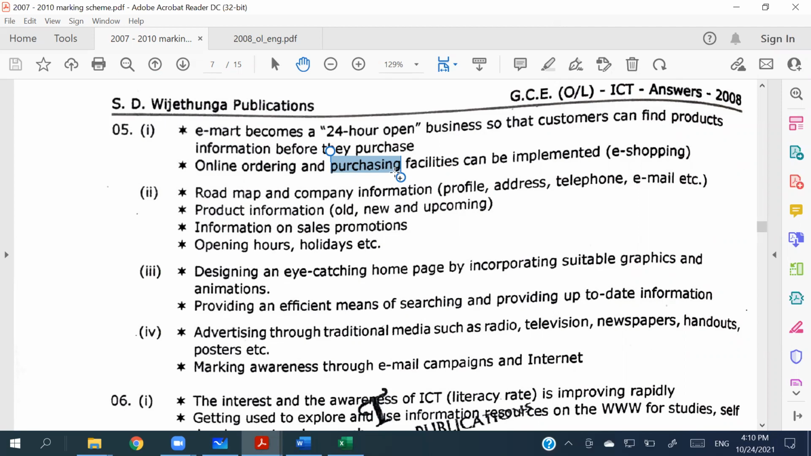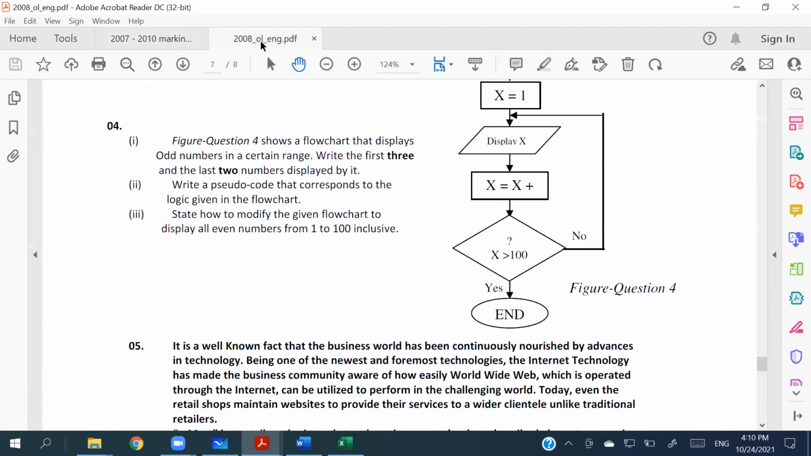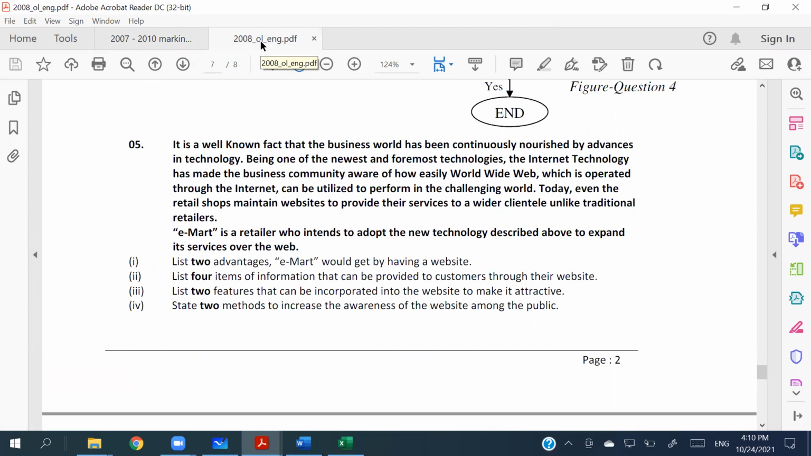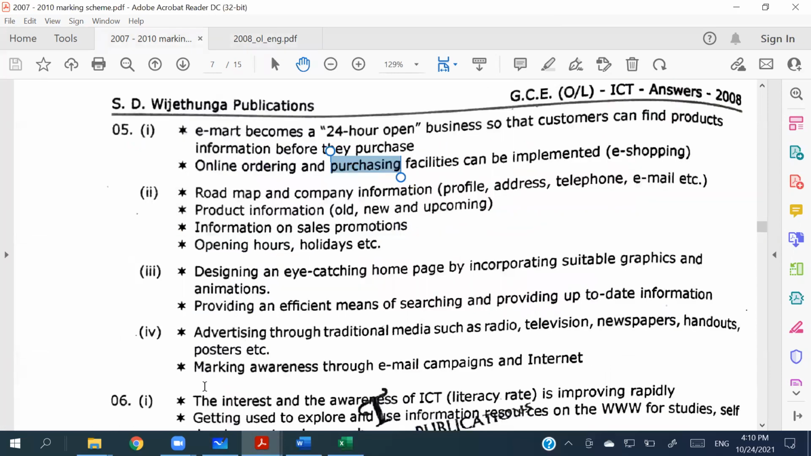Right, so the next question is: state 2 methods to increase the awareness of the website among the public. So they are asking about how to market this website, right? So advertising through traditional media such as radio, television, newspapers, handouts, posters, making awareness through email campaigns and the internet, right? Making advertisements in social media. Yeah, Himidiri, that can also be taken for the third one. Different font sizes and colors for goods and prices. Yeah, can be taken, right? So like advertising in traditional media, advertising in social media, right? Email campaigns, SMS campaigns, right? Those kinds of things can be taken.